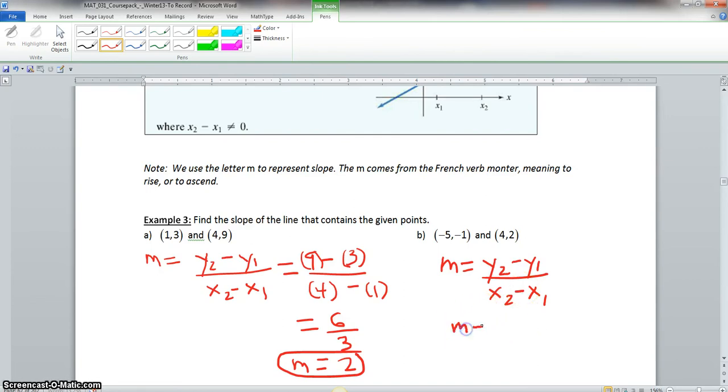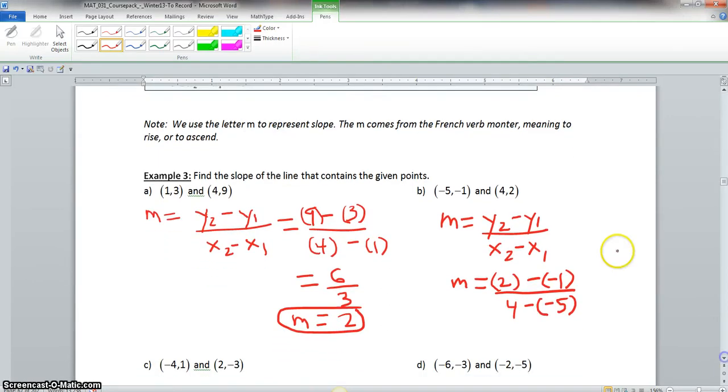Now we substitute. Y sub 2 is 2 minus y sub 1, which is negative 1, all over, we will have x sub 2, which is 4, minus x sub 1, which is negative 5. Now, we do our subtraction. We will have negative 2, and then minus a negative 1 will give us plus 1, all over 4 minus a negative 5.